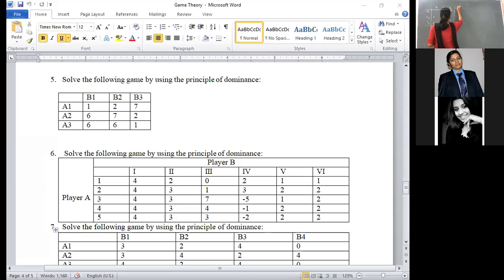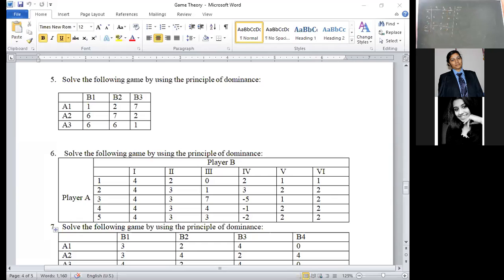Here, row minima, column maximum. First row minimum is how much? 1. Second row minimum is 2. Third row minimum is 1. Column wise, we have to choose column maximum. 1, 6, 6: maximum is 6. 2, 7, 6: maximum is 7. Third column, 7, 2, 1.